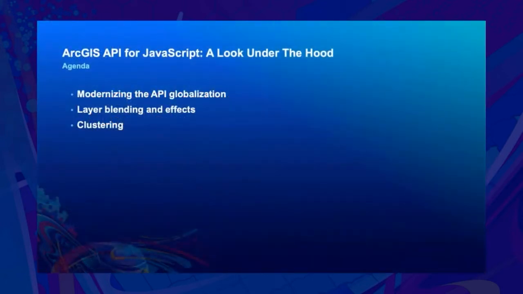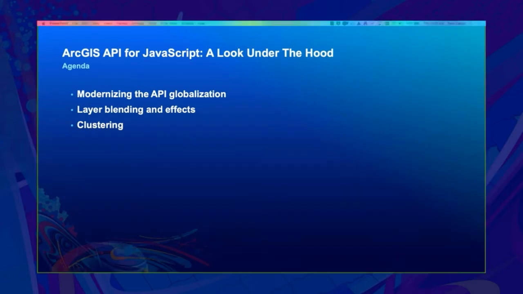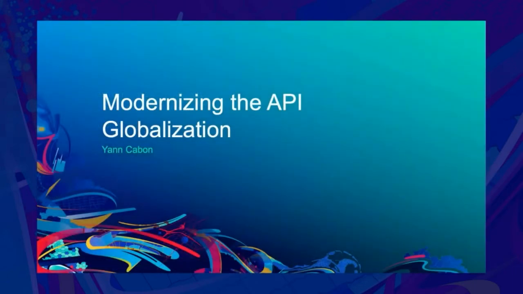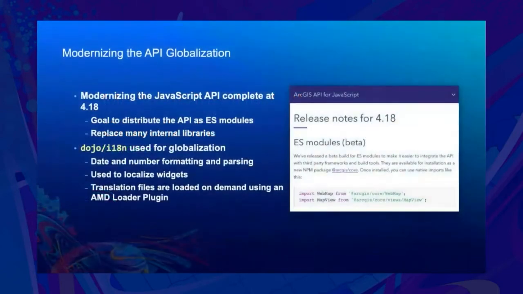In this session, we like to talk about subjects that we worked on. And this year, we are talking about modernizing the API globalization. Yaron will talk about layer blending and effects, and Matt will talk about clustering. Let's jump into modernizing the API globalization.